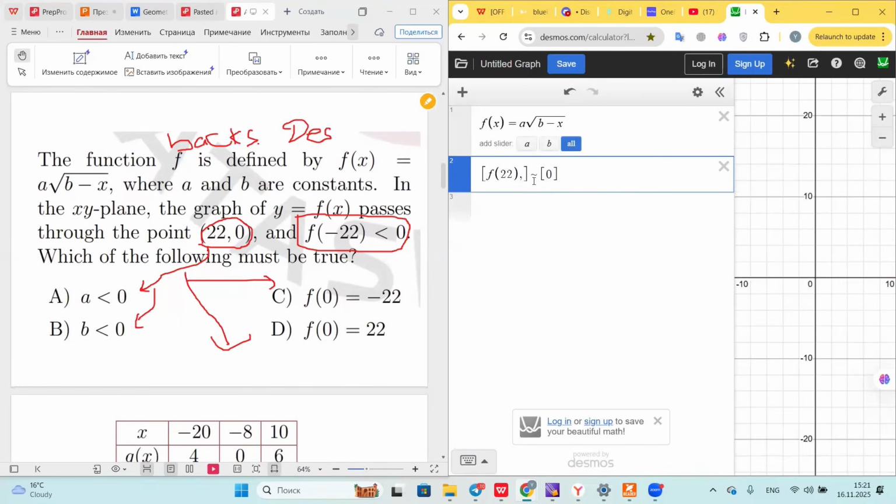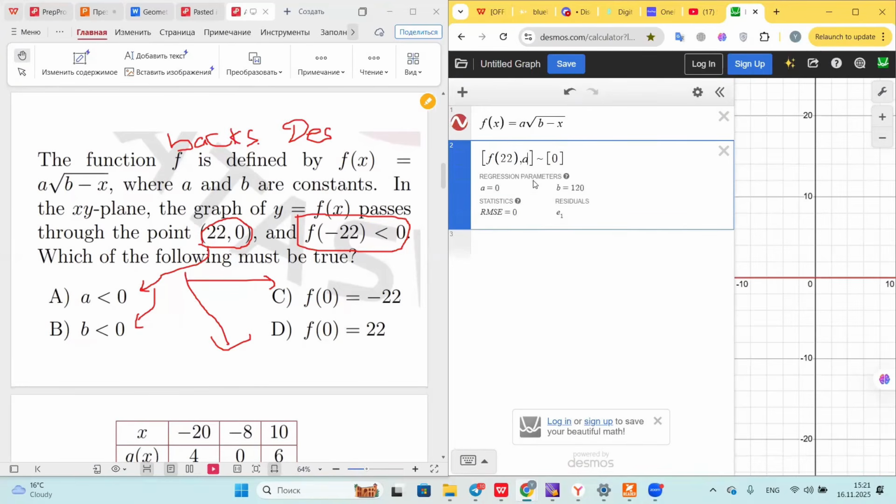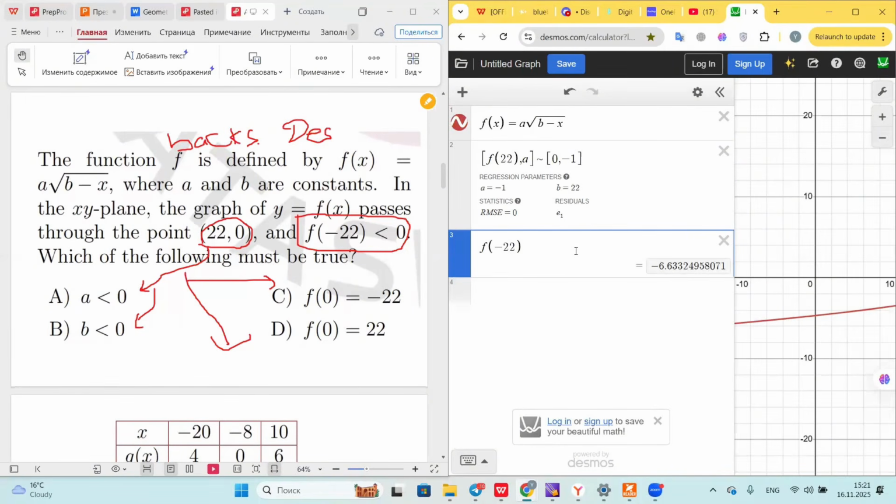Second one, I can use the A option. A option says that a is less than 0. If a is less than 0, it can be any number less than that, like -1. Okay, now the last step is just checking f(-22). Guys, it is negative. It is negative, so it is correct. But let's check. For example, a is -10, -100, -1000, etc. It is correct for all values of a, any negative number. So it means it is probably true. The correct answer will be A, but we will check the B option as well.